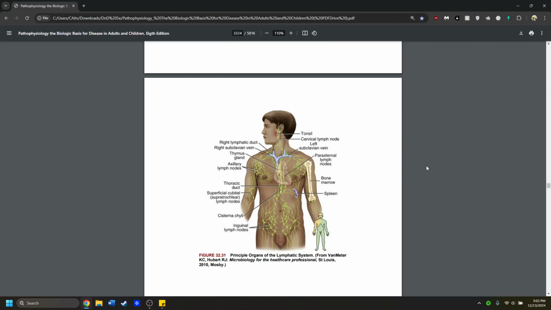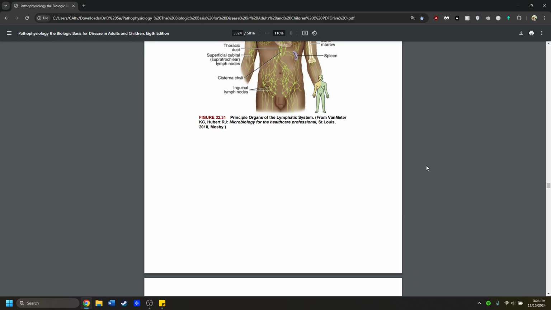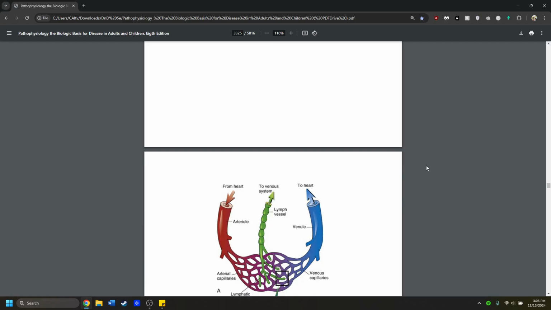So just a show of all the lymph nodes and major locations of our lymphatic system. Again, an anatomy course.